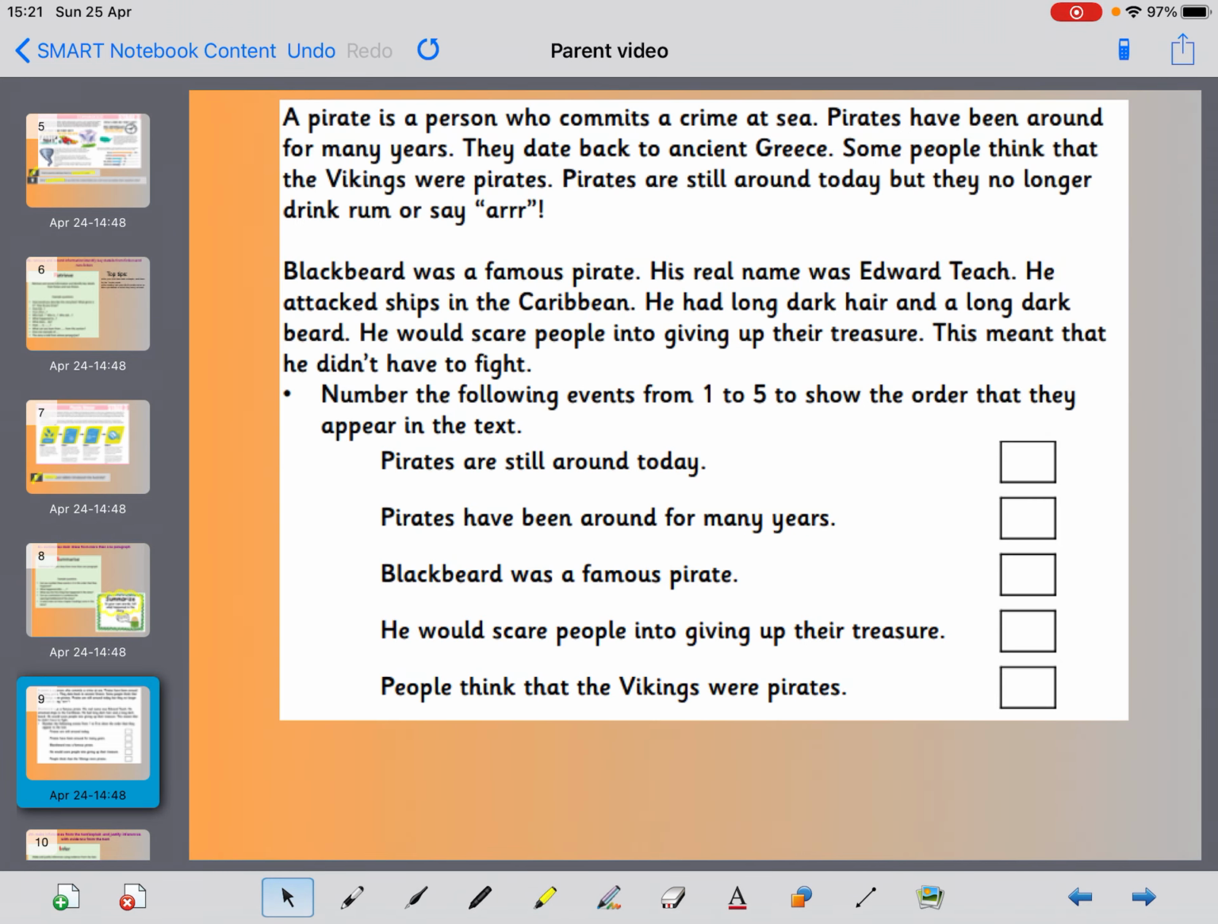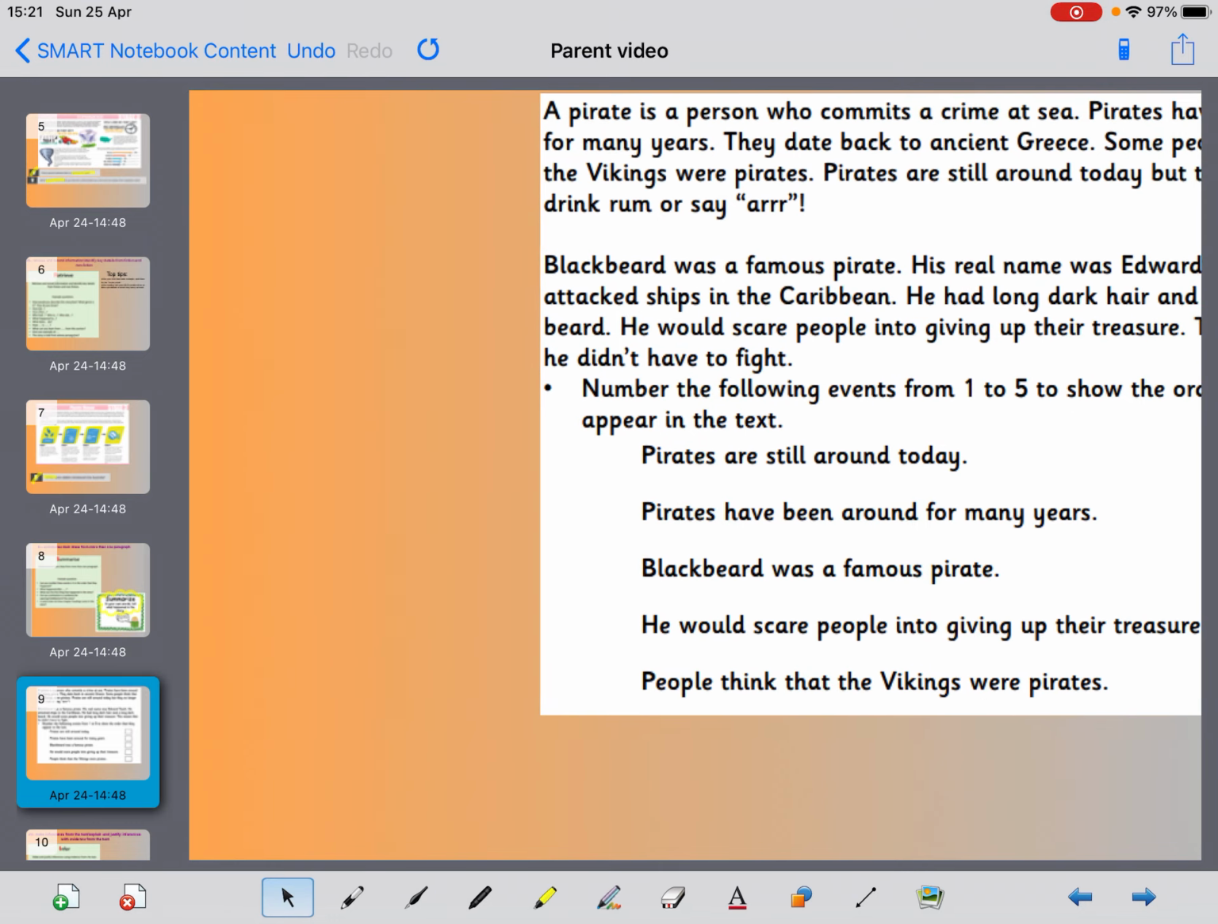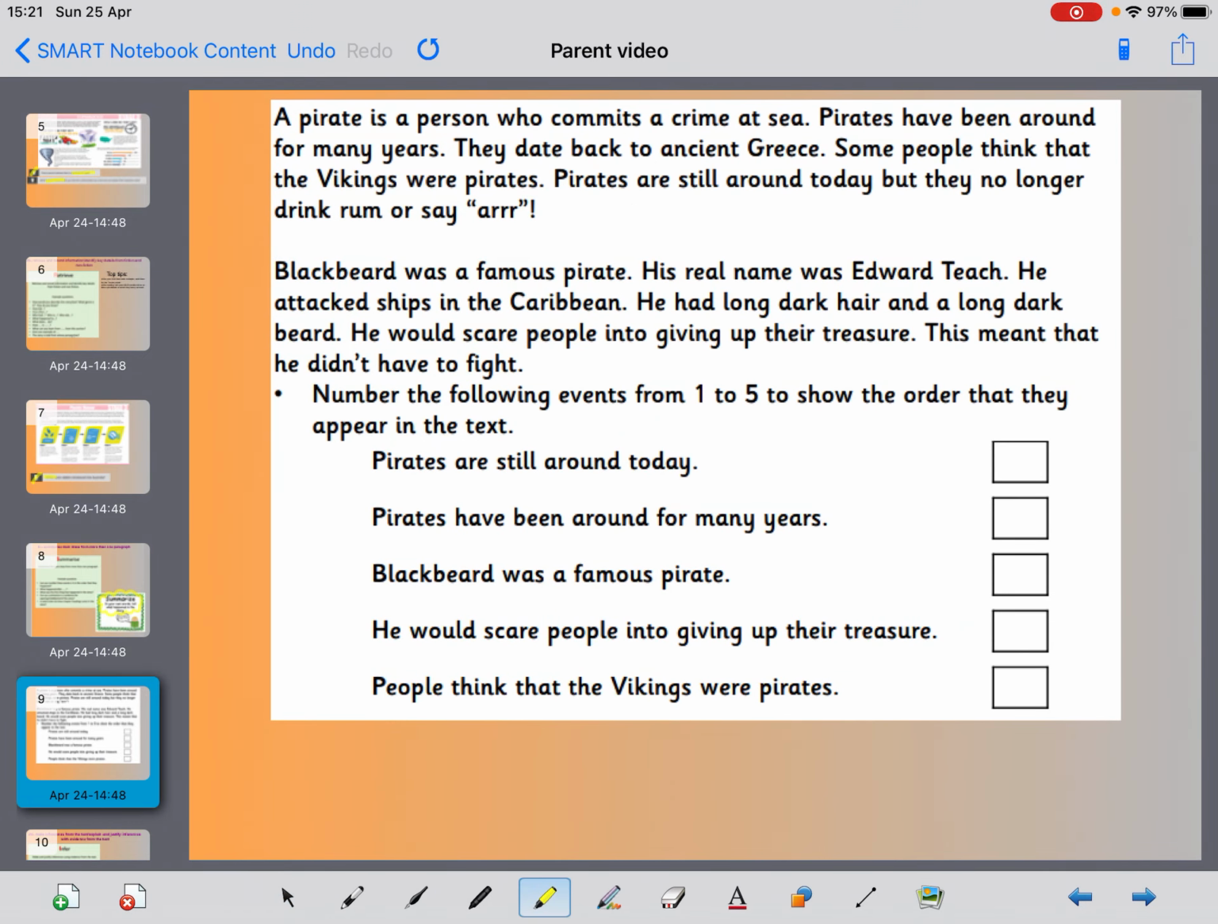Here is an example text where they are asking you to number the following events from 1 to 5 to show the order that they appear in the text. The way we would teach children to do this is to read the sentence, pirates are still around today, to find a sentence within the text that means that, highlight it, do that for all of the questions, and then they can see which sentence comes first, second, third, fourth, or fifth.